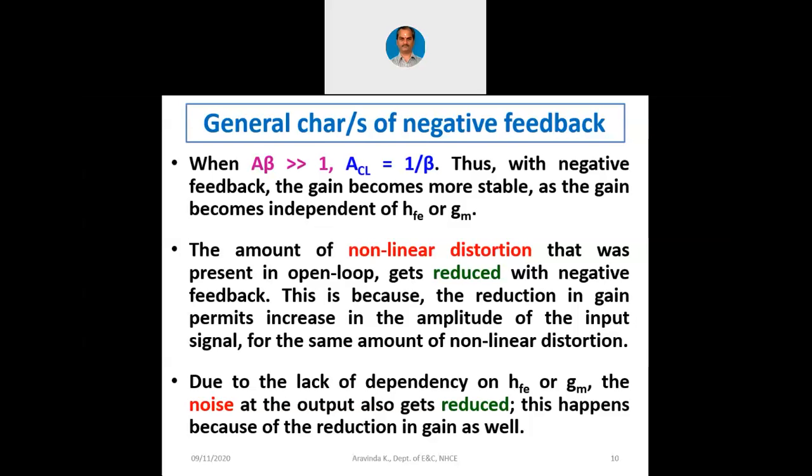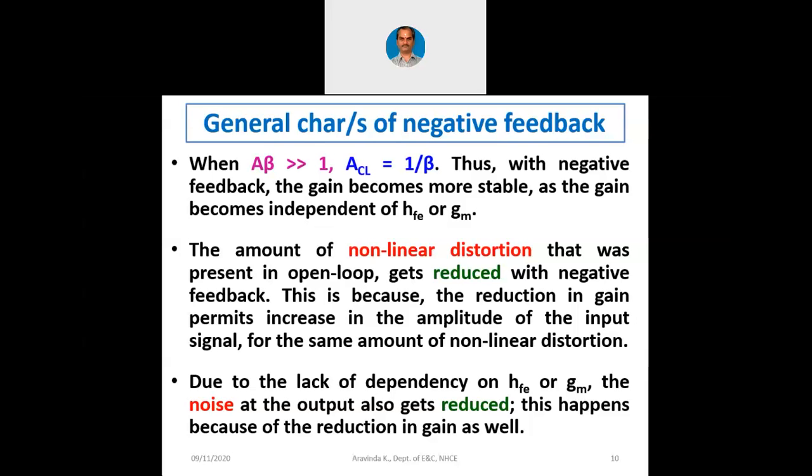Because basically, inside a device, there are a lot of electrons moving. Whenever there are a lot of electrons moving, electrons will have collisions among themselves, and that is going to cause noise. Now look at this last point, where the gain is independent of HFE or GM. That means the gain is independent of the device itself. So the noise at the output also gets reduced.